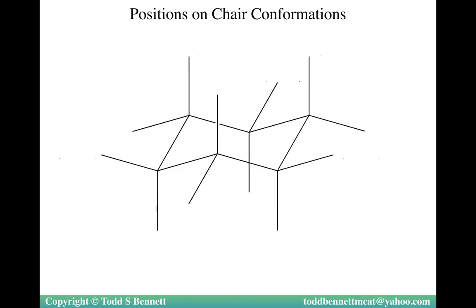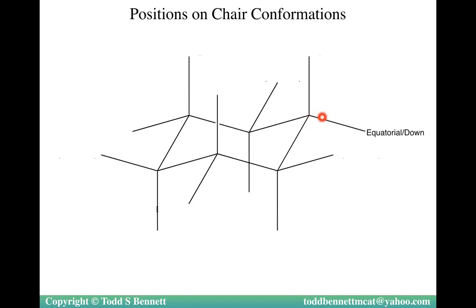So here's your chair conformation. Time to just obliterate this with too much information. Axial up, axial down, axial up, axial down, axial up, axial down. They alternate. Same with equatorial. We had axial up, so equatorial down. Next one over is equatorial up, equatorial down, equatorial up, equatorial down, equatorial up. You'll get used to these in time.